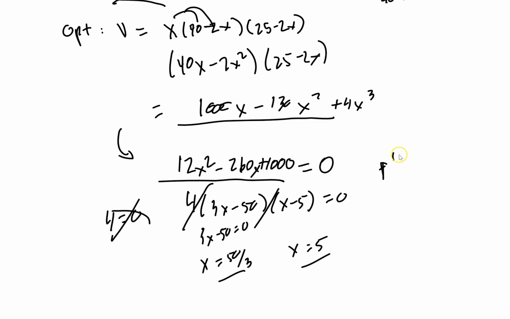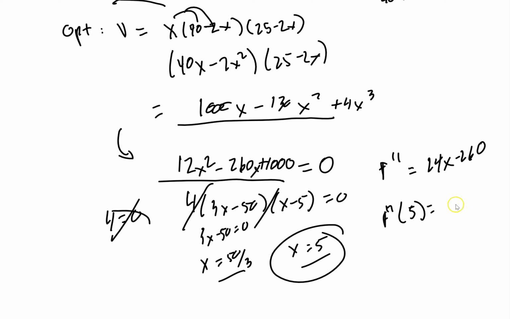The second derivative would simply be 24x minus 260. And what I do is plug both of them in. You plug in 5, you get 24 times 5 minus 260, which is negative 140. If you plug them both in, I'll tell you right now, 5 is the winner. But that's the idea. You plug this in, you would get a positive, which is a min. You plug this in, you get a negative, which is a max. So double prime of 5 equals some negative number. So this is my max value.